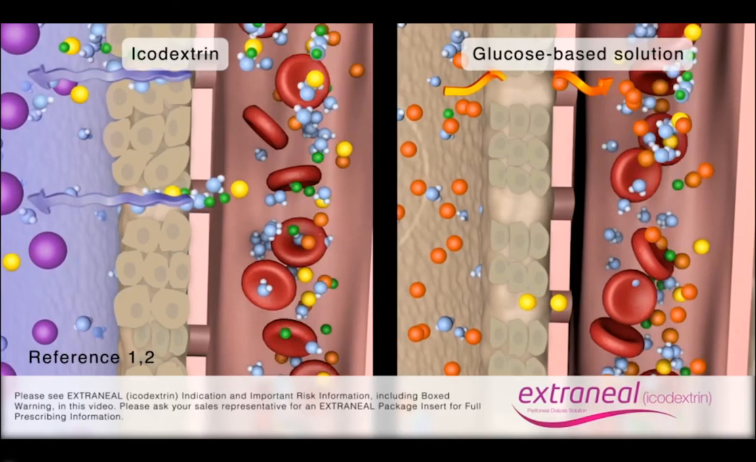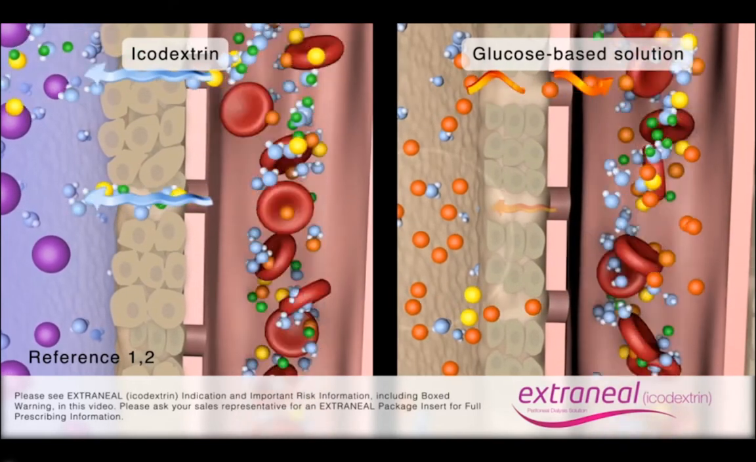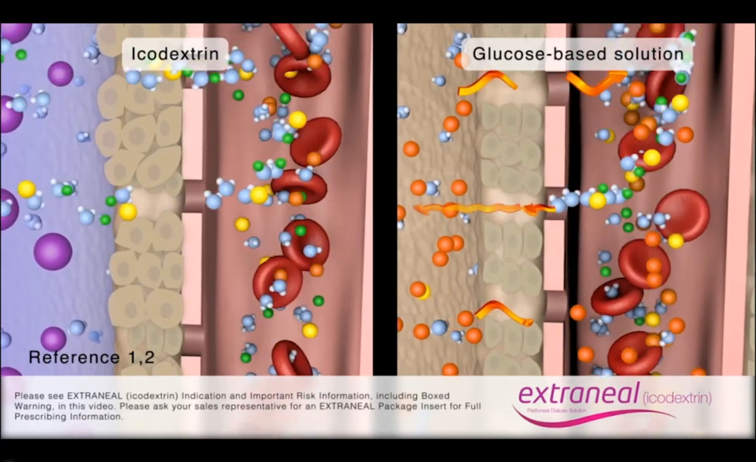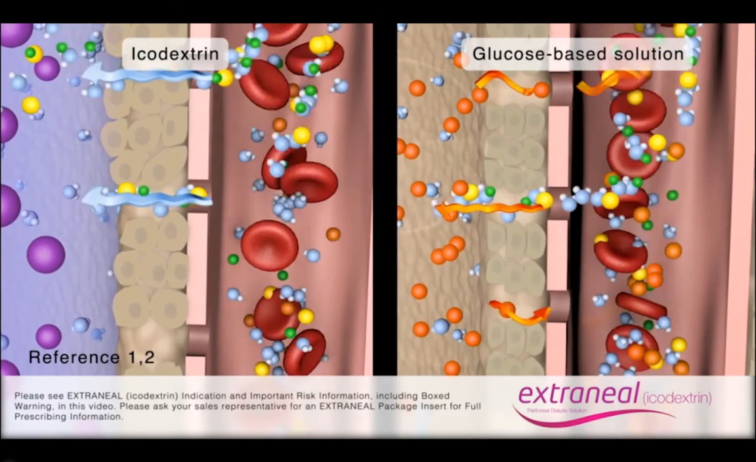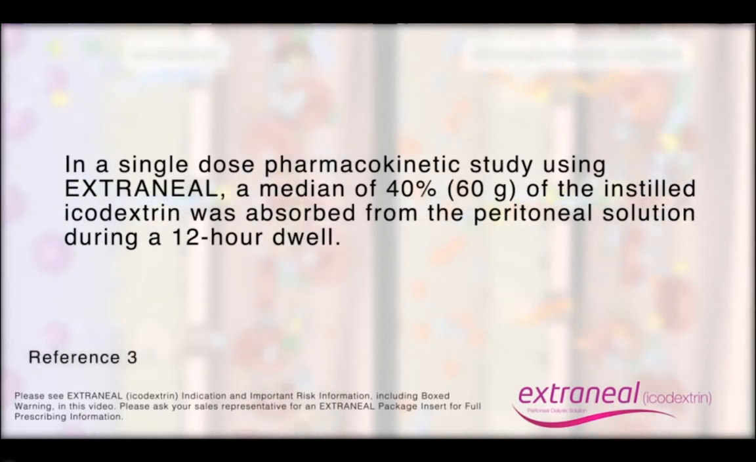As a result, icodextrin molecules remain in the peritoneal cavity for long periods of time, allowing for sustained ultrafiltration during the long dwell. In a single-dose pharmacokinetic study using Extraneal, a median of 40%, 60 grams, of the instilled icodextrin was absorbed from the peritoneal solution during a 12-hour dwell.